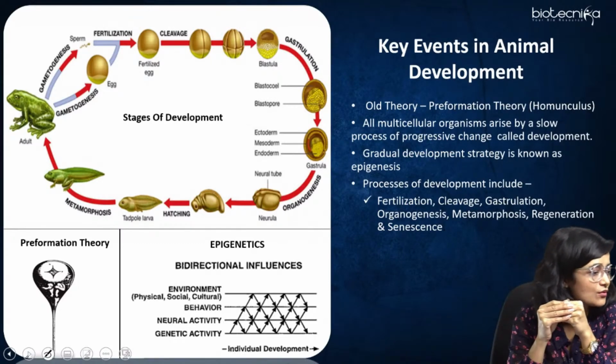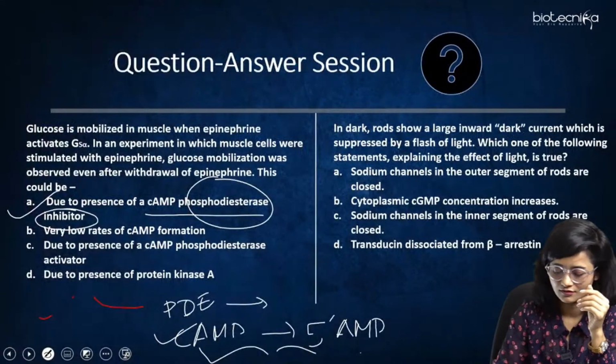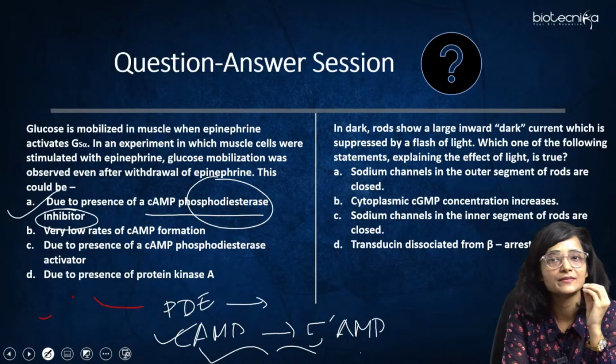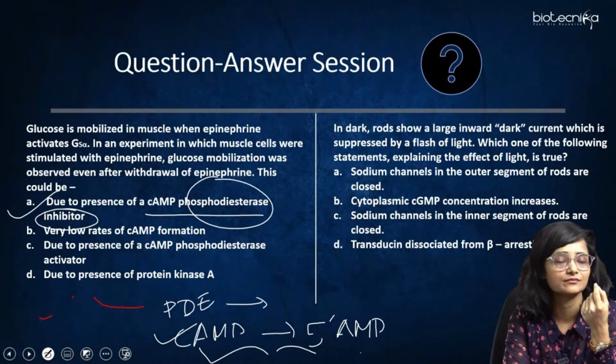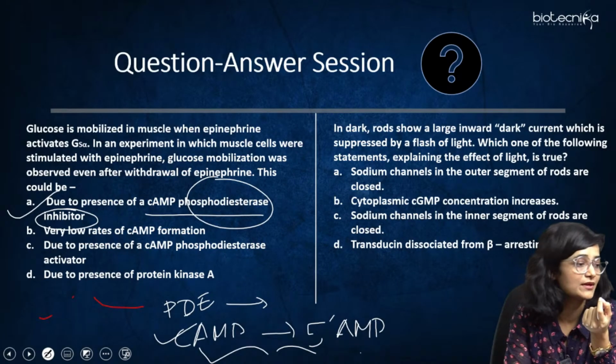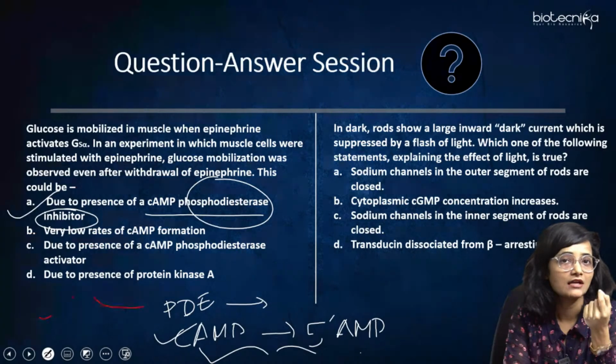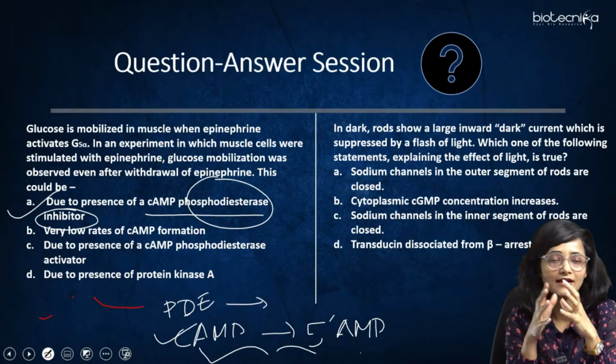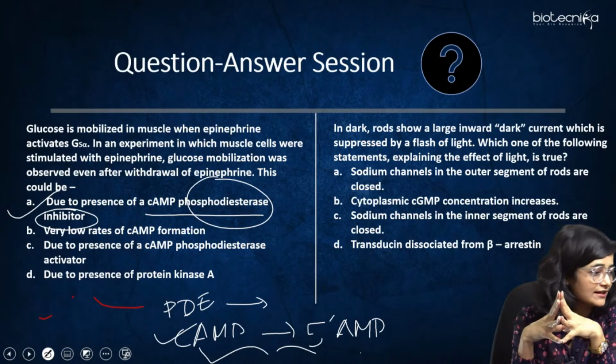Right. Kaveri says, ma'am, why not answer D? Okay, in question 1. Protein kinase A will be there, even if the GPCR is activating, and even if GPCR is not activating, still protein kinase A would be there. But protein kinase A will only be activated when the concentration of cAMP is higher in the cytoplasm. Unless and until the concentration of cAMP is high, this protein kinase A won't be working, right?